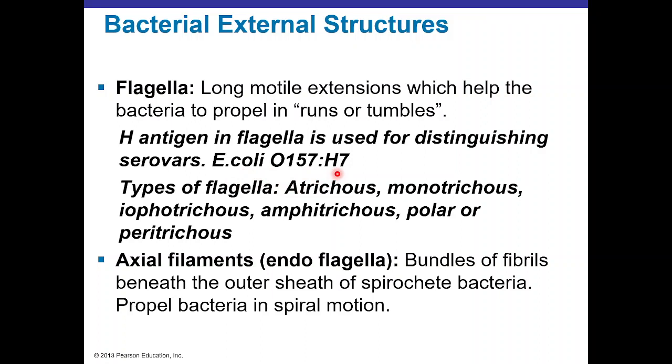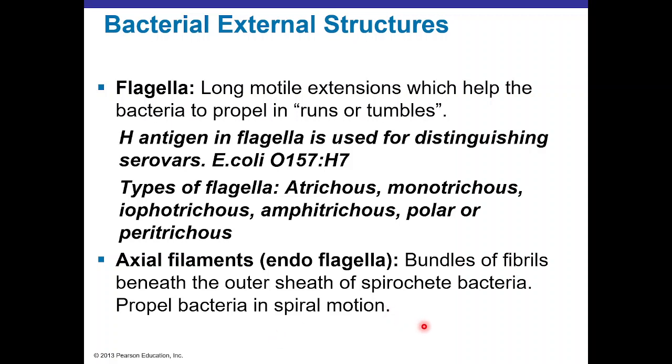Now, the flagella can be of different types. If the bacteria doesn't have flagella, it's called atrichous. If the bacteria only has one flagellum, it will be called monotrichous. Mono means one, trichos means hair. Lophotrichous would be a bacteria that has, instead of one flagellum, a tuft. And amphitrichous will be when the bacteria has flagella on both ends of the bacterial cell. Polar will be when it's found in only one end, and peritrichous will be when the bacteria has flagella on the entire surface of the cell.